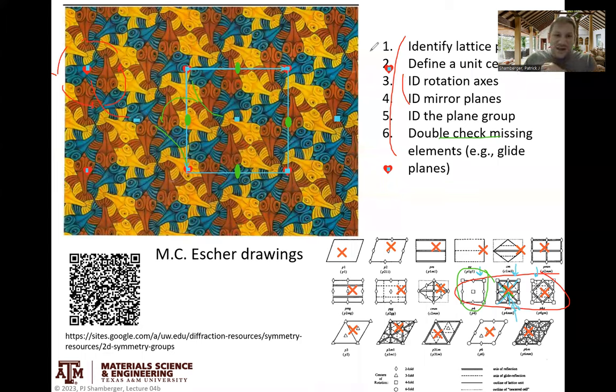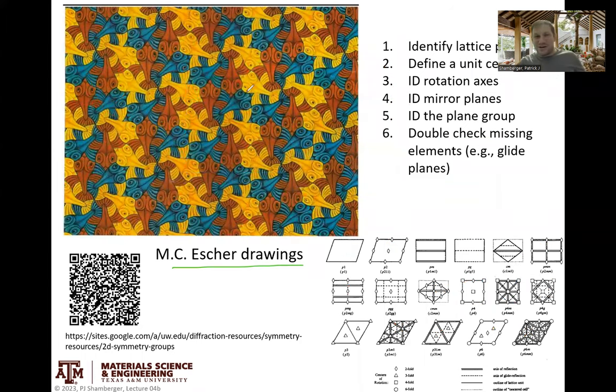This is another of those M.C. Escher drawings. In a lot of cases, I think he just took the plane groups and put some animal on there and tiled it around to see what he could make. So people who are teaching symmetry love to use M.C. Escher drawings as examples. So this is a great point to pause and identify lattice points, your unit cell, and all your symmetry elements.